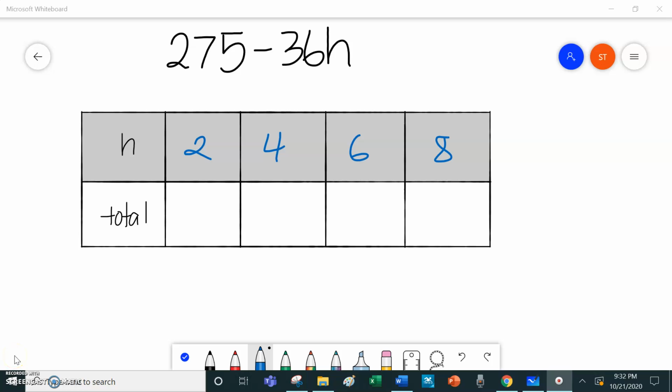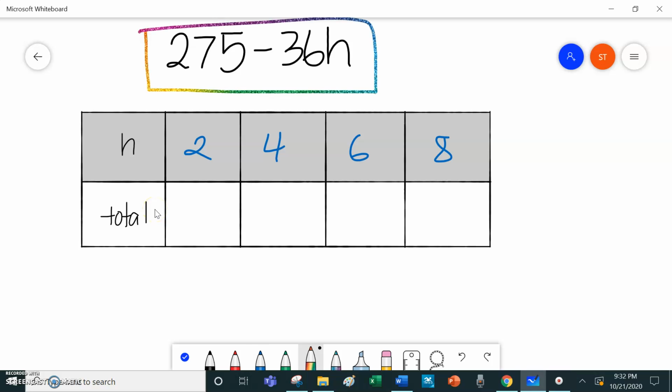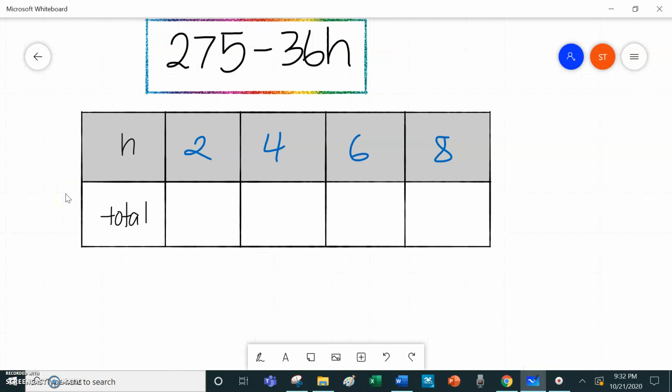This is an example of how to use an expression to help fill out a table. So here we see the expression 275 minus 36h. We have a table with h and total. We are given values of h: 2, 4, 6, and 8. We need to take those, input them to this expression, and then get the result to put into the total.